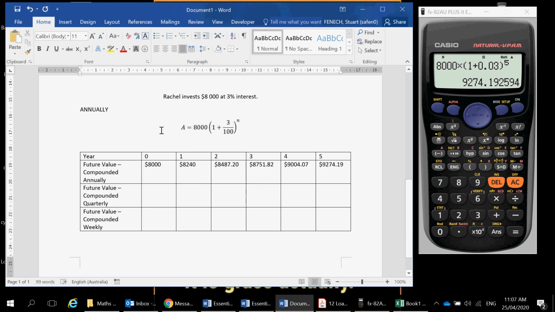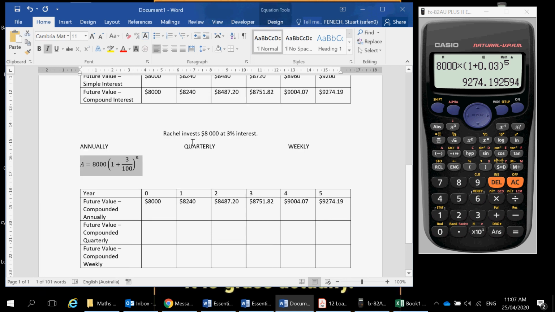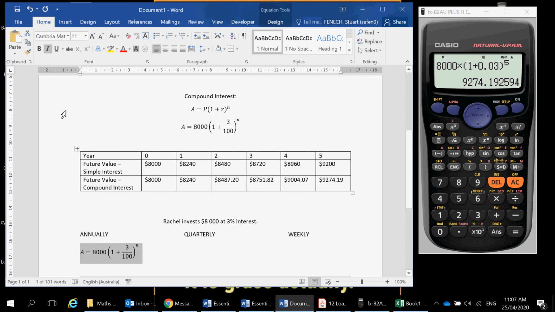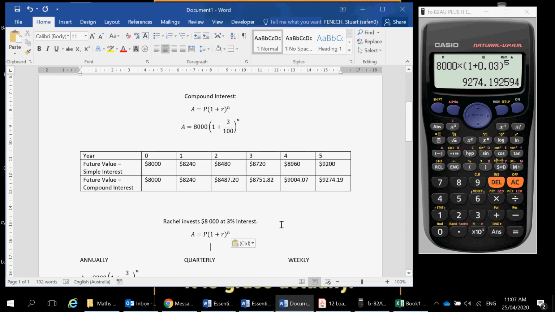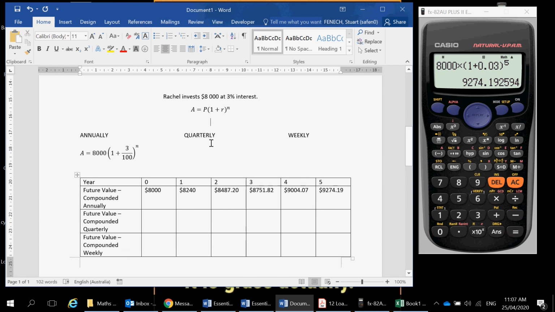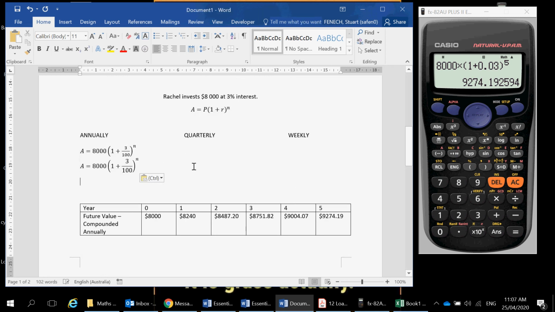All right, but the other two I've decided to demonstrate are quarterly and weekly. Now quarterly, if you remember our compound interest formula to start with, so let's go back to the compound interest formula. That there is the compound interest formula. This is what happened when we were doing annually.